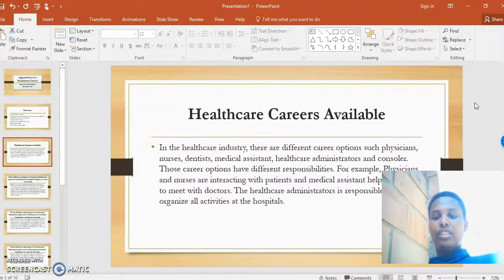Also, medical assistants help the patient to meet with doctors. They plan the appointments, giving the specific day and time he or she can meet with the doctor. Also, the healthcare administrator is responsible for organizing and managing all activities at the hospital, in order to achieve their goals and provide quality care to the patient.